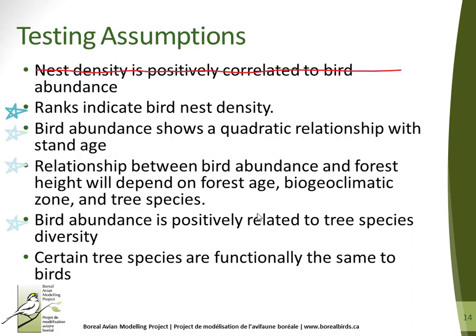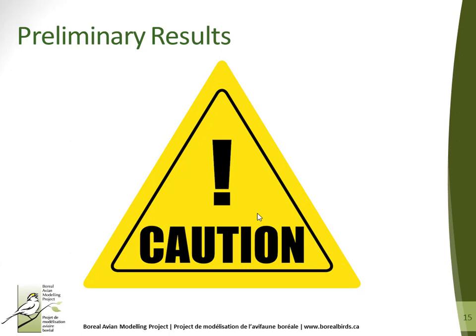The other assumptions that I'm not testing, but theoretically can and will be doing in the future, are about relationships between bird abundance and stand age, the interactions of bird abundance and forest attributes depending on the leading tree species, et cetera. And also, for example, that certain tree species are functionally the same to birds, which is the premise on which certain species groups were combined. I'm going to get into the results, and I have a disclaimer here. They are preliminary results, and I'm happy to talk to people about what we've got and whether you see any problems with them, but basically take it with a grain of salt.